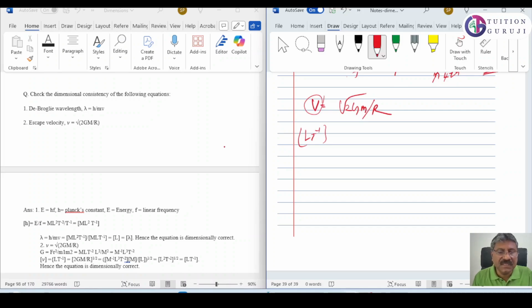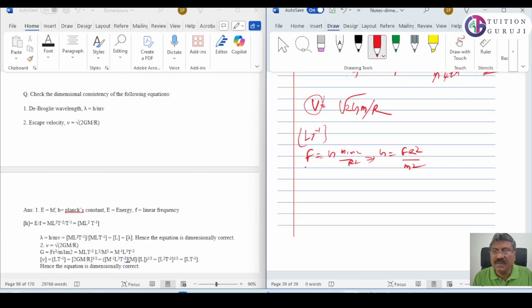Then G is the gravitational constant. So we know that F is equal to G m1 m2 by r square, which implies G is equal to F r square by m square.